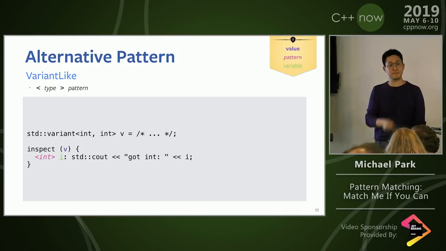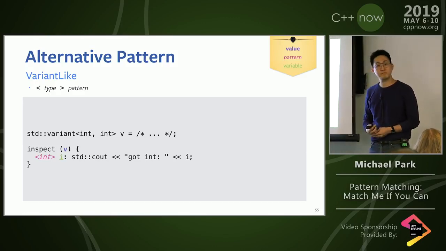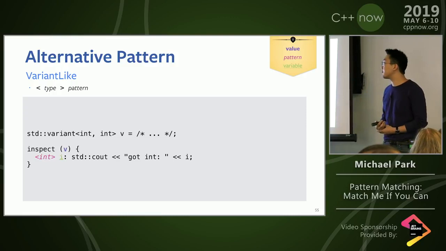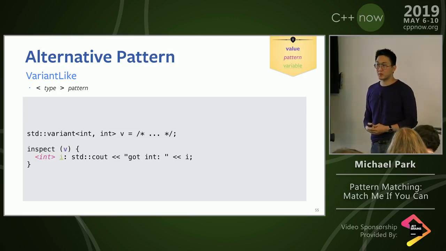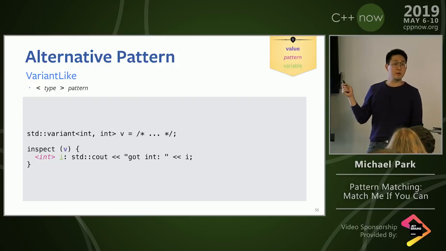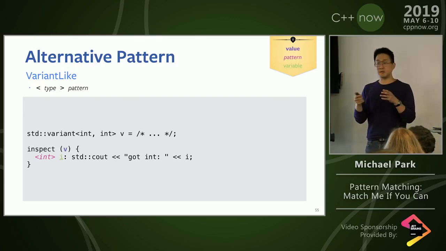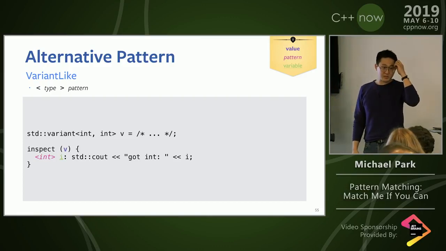My question is, are the angle brackets there to disambiguate the grammar, or is it just to make it stand out? The angle brackets are there because we don't want int i where the i looks like a variable, because it's not. The i is just a binding. There's no instance of int in this scope. And so that piece of syntax is partially for that.